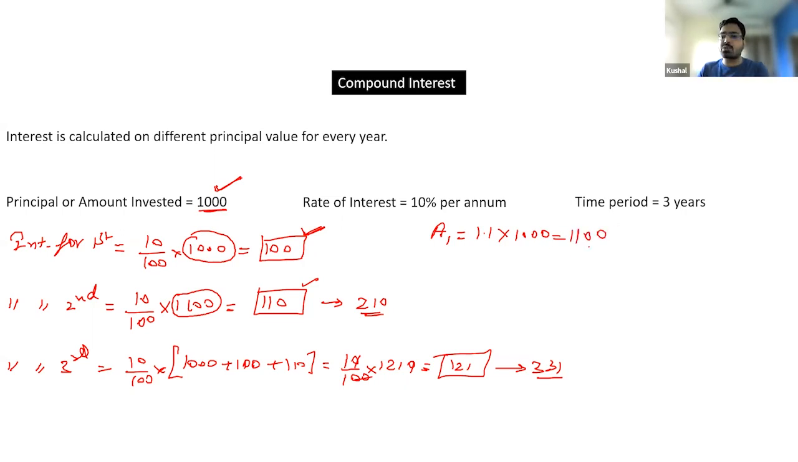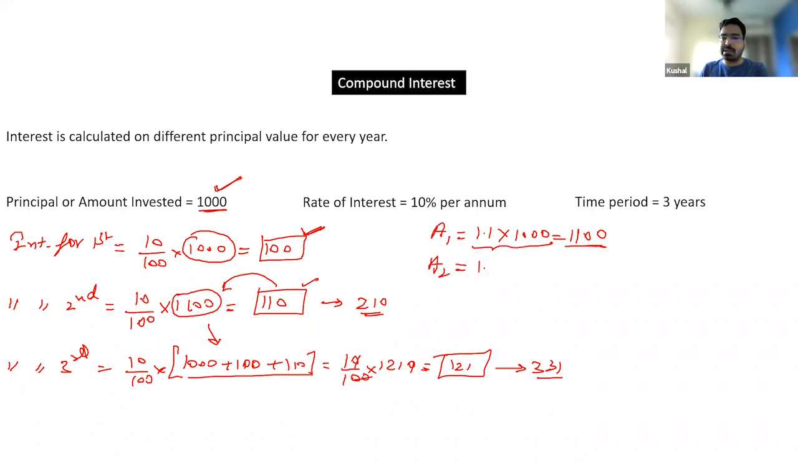And that turned out to be the principal for the second year. Again, what am I going to charge? I'm going to charge 10% on this 1100 and then add it back to this 1100 to generate the principal value for the third year. That means your value again increased by 10%. So this particular value again increased by 10%.